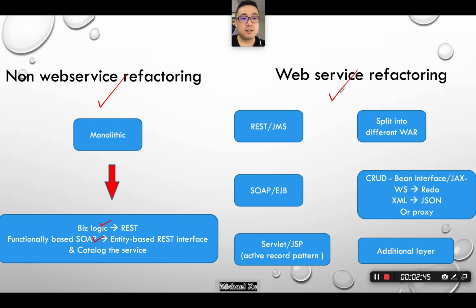And the second option or second aspect you need to take into consideration is those monolithic applications with a web service, right? So if it's built lately, using the modern REST or JMS, probably what we have to do is just simply split into different WAR files and put each into its own container, make them containerized, and that's it.